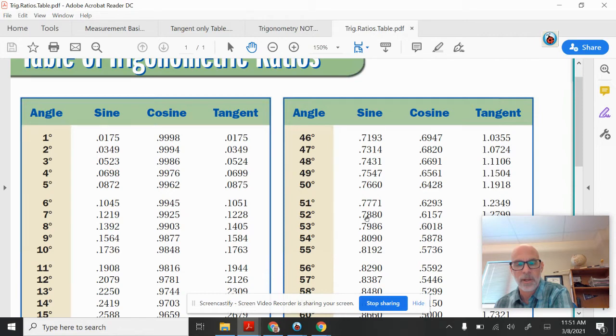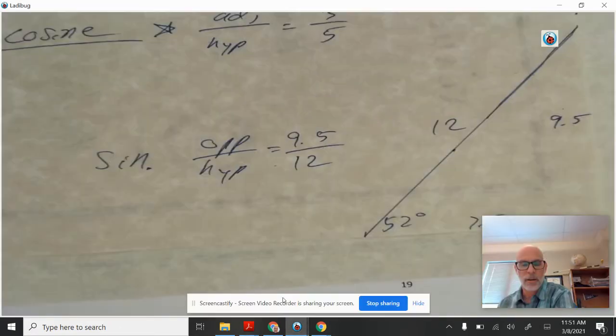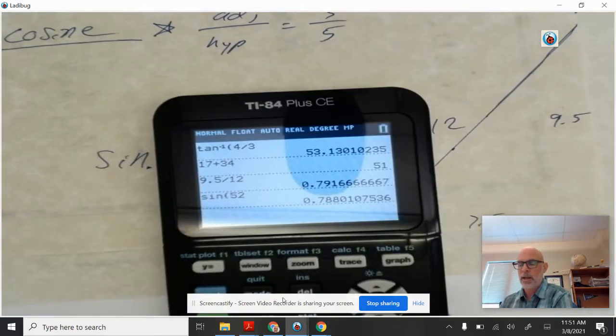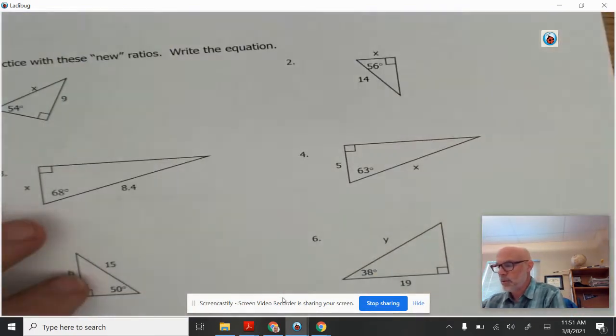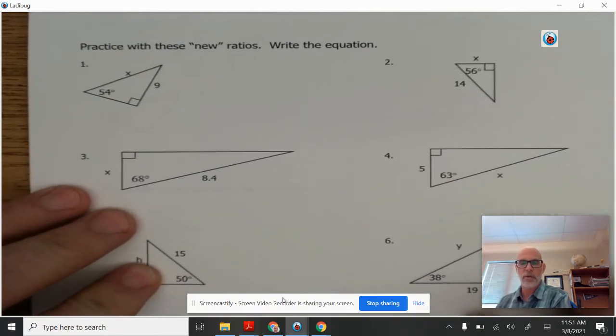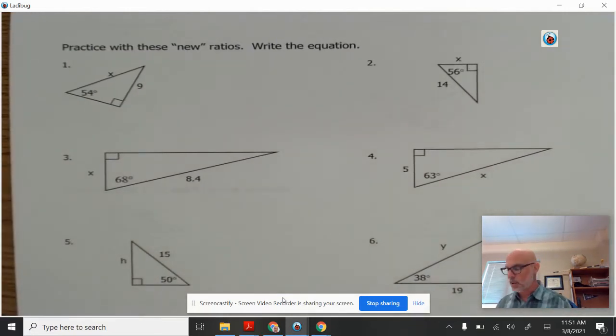The sine of 52, like we said a while ago, was this. That's what we found out in our calculator. Now, what does that allow me to do? That allows me to do these problems down here, which are your prototypical trig style questions.